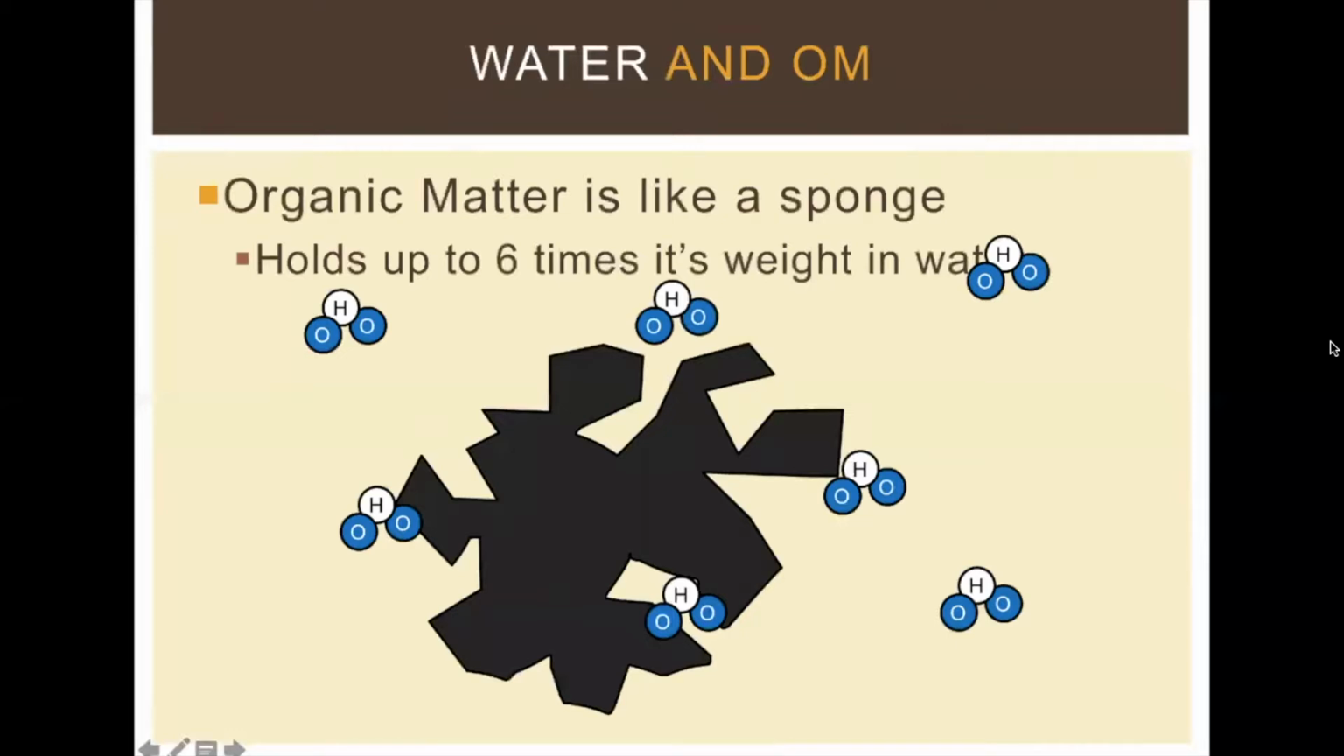Now, organic matter is very similar to a sponge. It could hold up to 6 times its weight in water. So it's going to increase water holding capacity in the soil, especially if you have, say, a sandier soil that has drastic drainage that we discussed last week. So applying that organic matter can increase the water holding capacity.